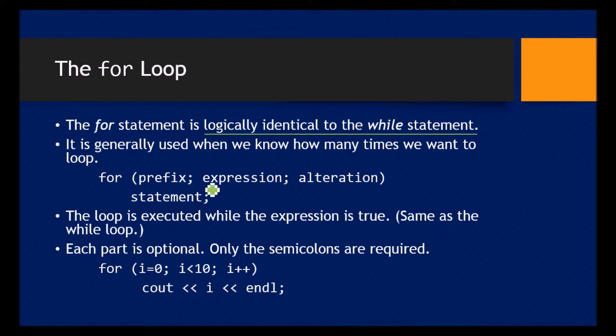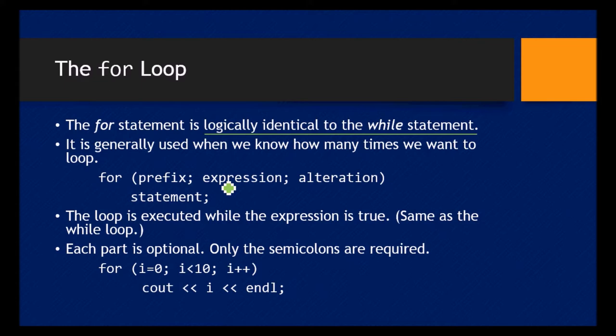And because of the fact that they're interchangeable and the fact that the for loop is less coding, I think most C++ programmers tend to migrate toward using the for loop instead of using the while loop. So in other words, a lot of them don't use both. They don't use while loops and for loops. They'll use for loops for everything and then not use the while.